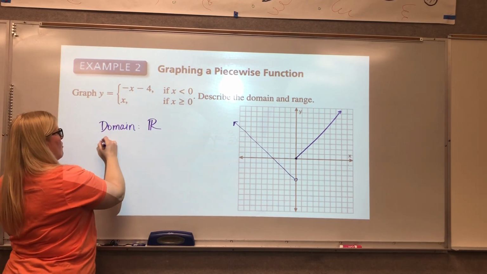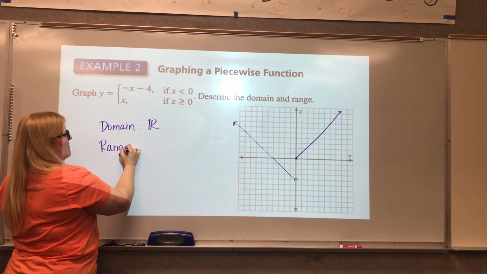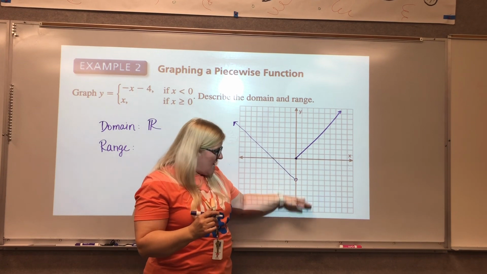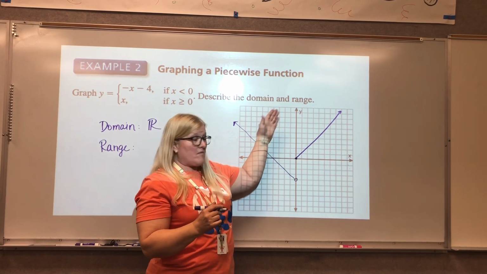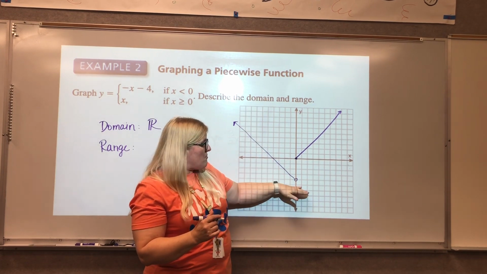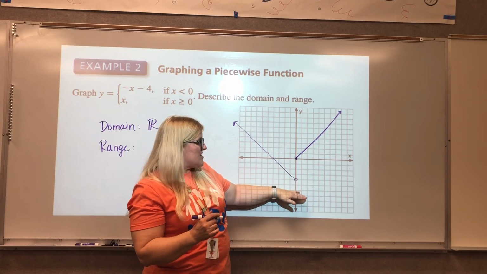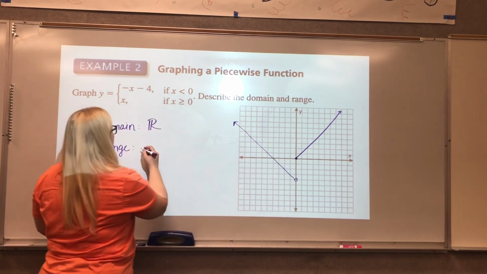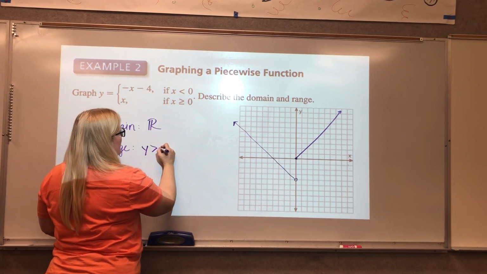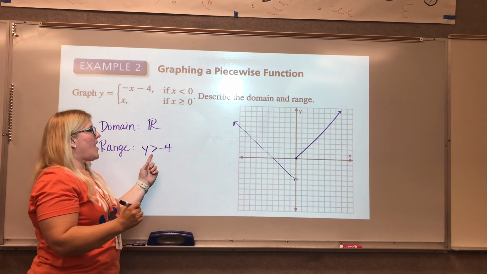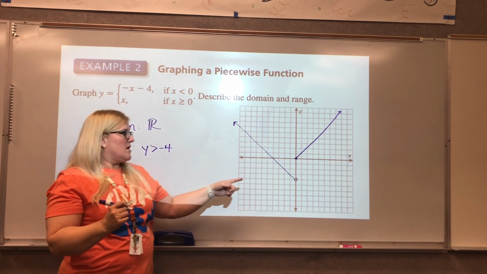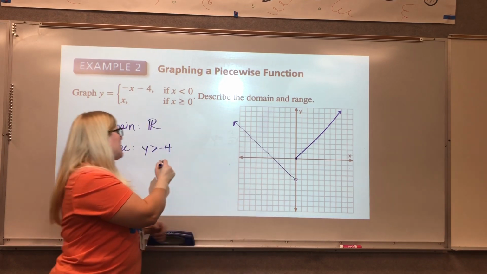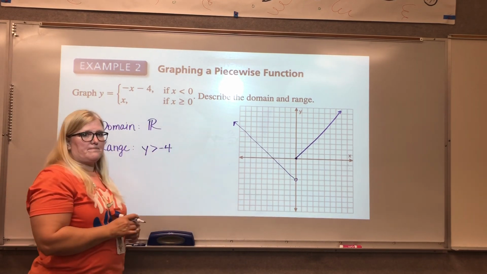My range, though, I have a place where it stops. I have a boundary. I have nothing below here, but I've got all kinds of stuff up here, and it's going on forever. So my range is y. It has to be a y. y is greater than negative 4. Now it's not y is greater than or equal to, because this is an open circle. If it was closed, then I would have an equal to here.